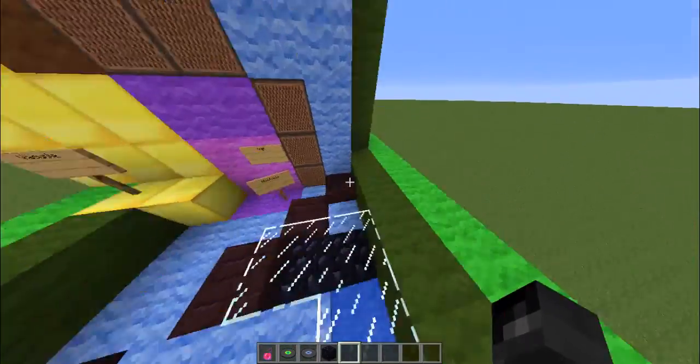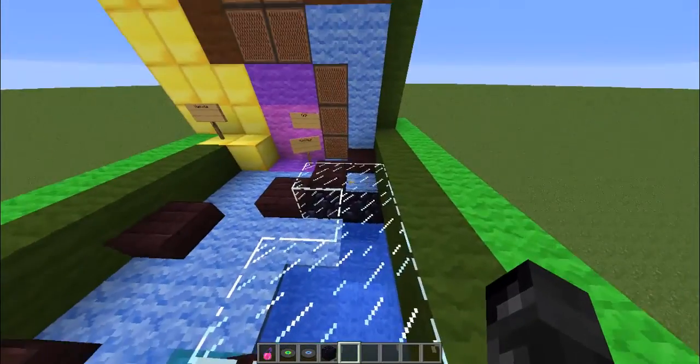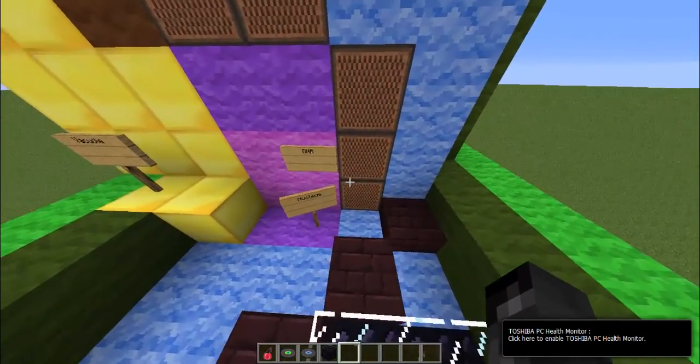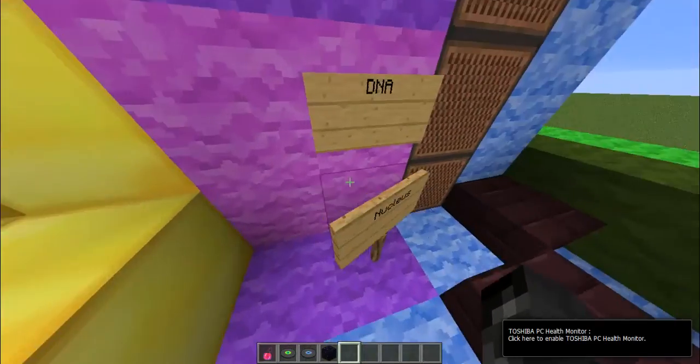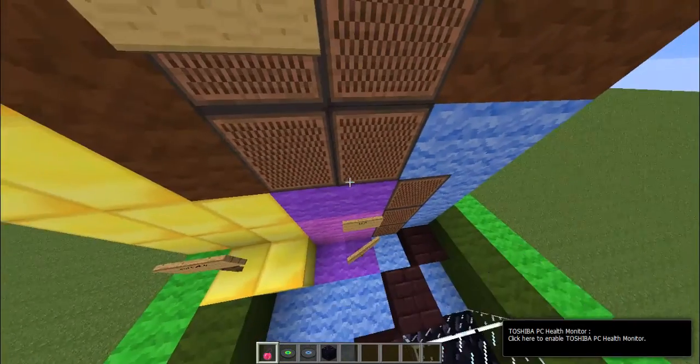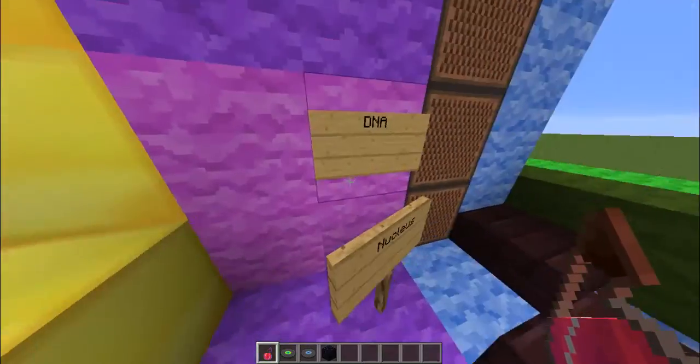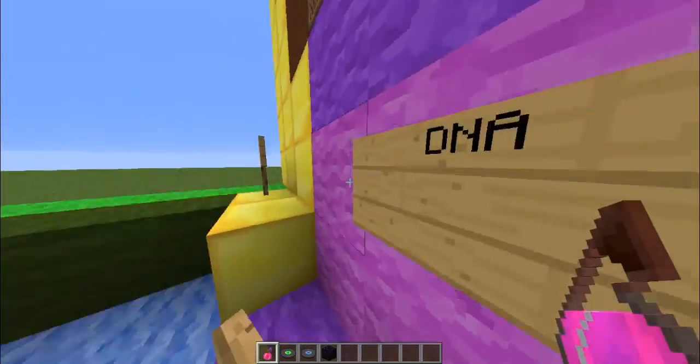It's pretty much photosynthesis, this little thing right here. And I'm getting something about my monitor. Okay, next up is the nucleus, which is this dark purple stuff, and then the inside is the DNA. The DNA is pretty simple.